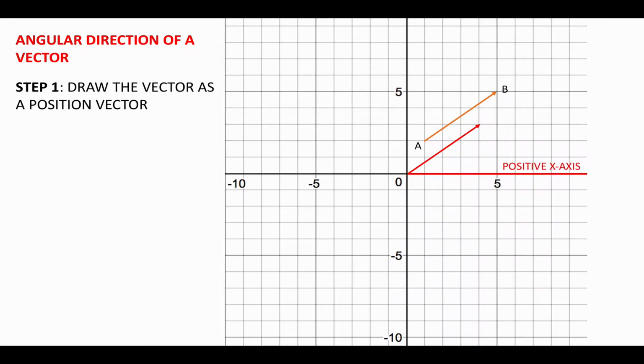And then the angular direction of the vector AB will be the angle formed with the positive x-axis and the position vector, and the angle is measured in an anti-clockwise direction. So theta is the angular direction of the vector AB.